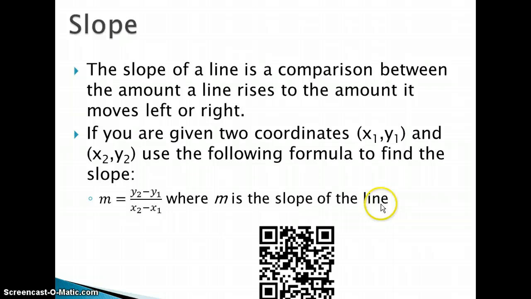We also have slope, and this should be a review from Algebra 1. The slope is often described as rise over run. How much should we change in the y coordinates over how much should we change in the x coordinates? So our formula for slope is y2 minus y1 over x2 minus x1. Subtract your y coordinates, and then subtract your x coordinates and divide those. The most common mistake you're going to make is you're going to flip-flop the x's and the y's. Be extremely careful with that.